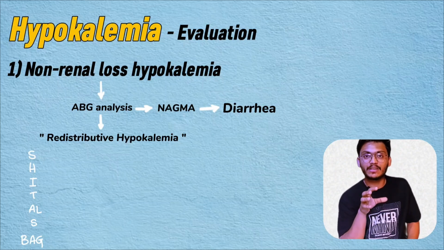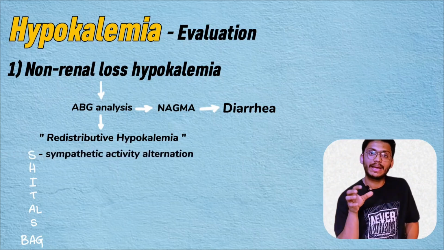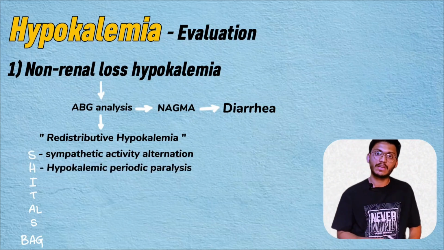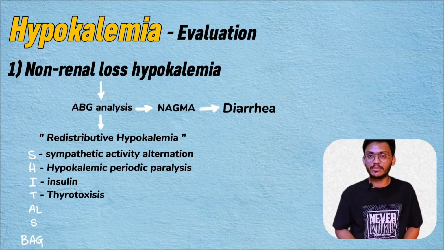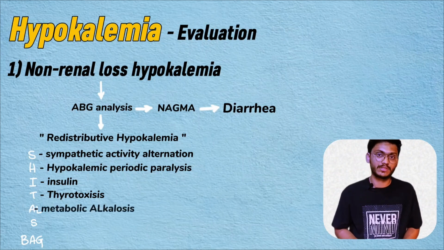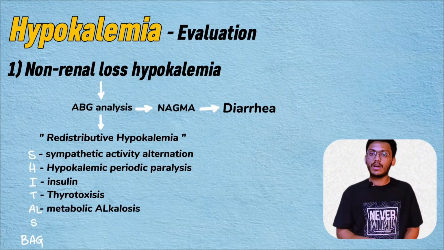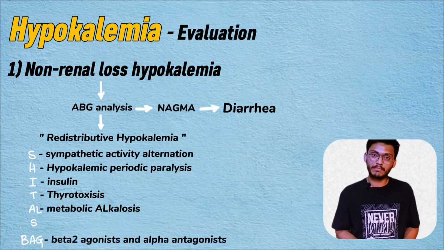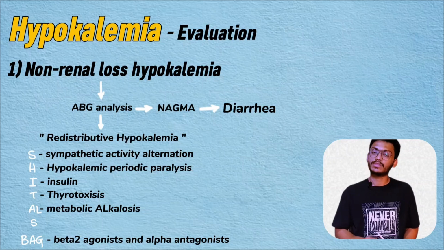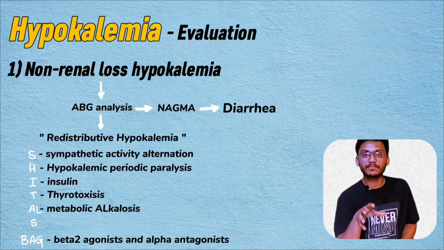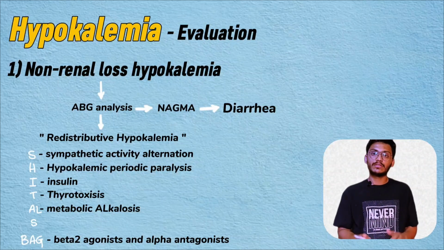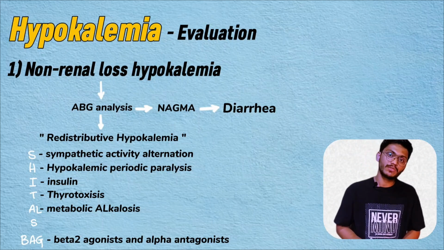So S for sympathetic activity alteration, H for hypokalemic periodic paralysis, I for insulin, T for thyroid hormones, that is excessive thyroid hormones, AL for metabolic alkalosis, and the last, bag, means beta-2 agonistic activity and the opposite of that, alpha antagonistic activity. These causes cause redistribution of potassium from serum to the intracellular area, leading to hypokalemia. So this is how you evaluate a case of non-renal loss hypokalemia.